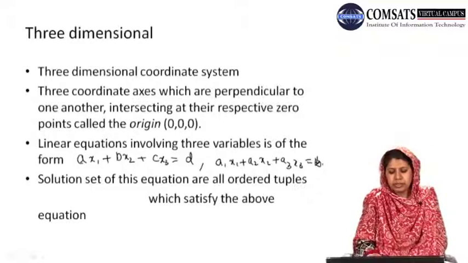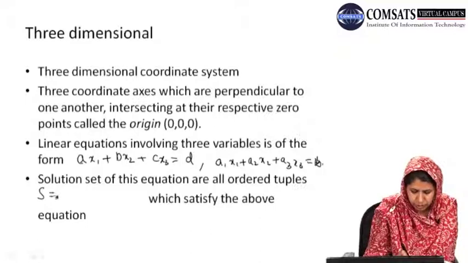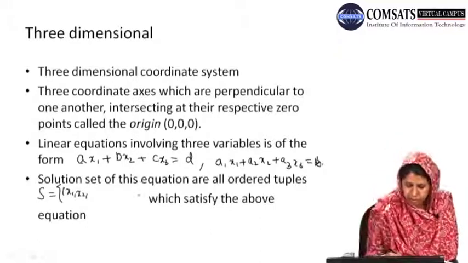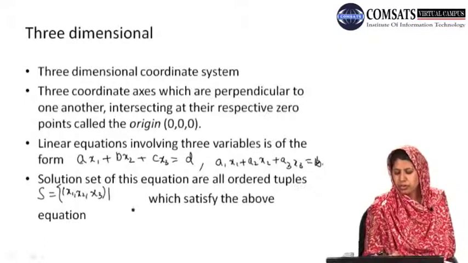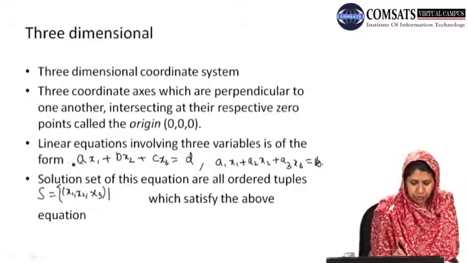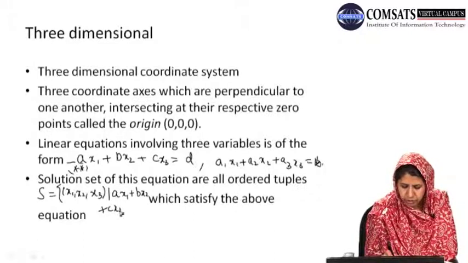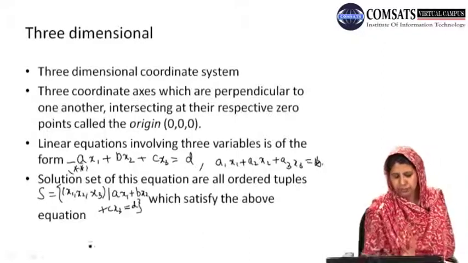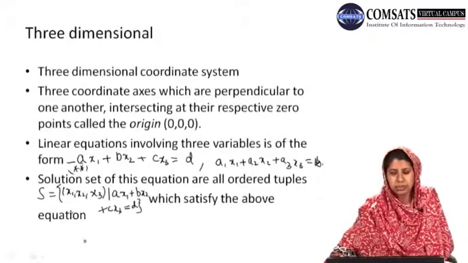In this case, the solution set will have all the ordered tuples. S is equal to the ordered tuples (x1, x2, x3) such that this ordered tuple satisfies our equation double star, that is ax1 plus bx2 plus cx3 is equal to d. So the solution set in this case will be an ordered tuple (x1, x2, x3).